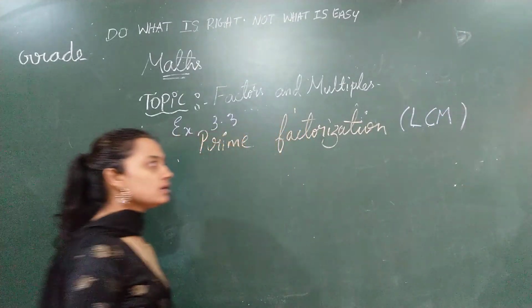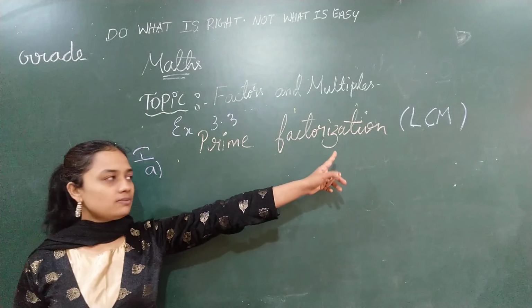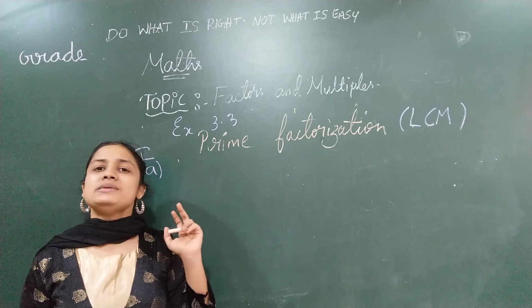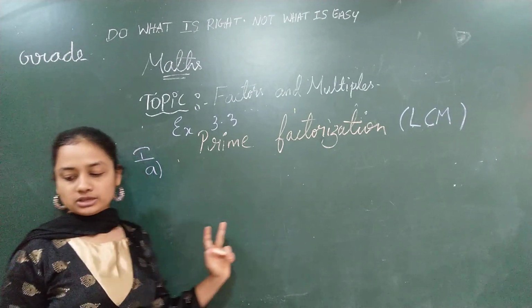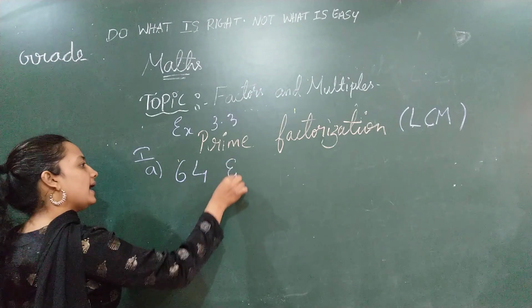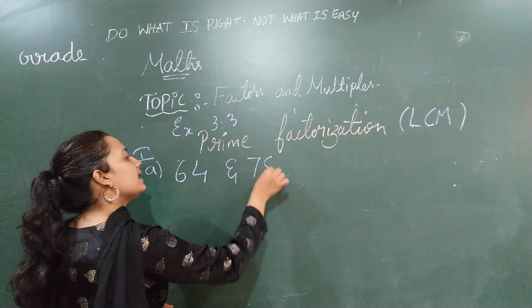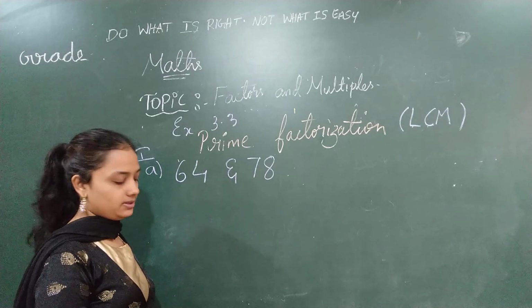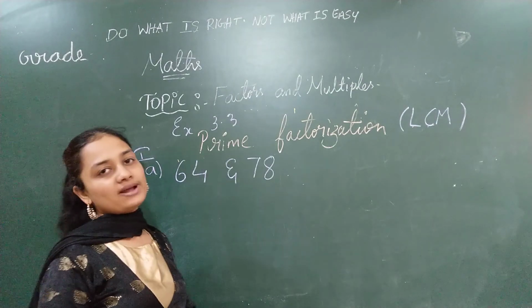So if I have to find the LCM, I should have numbers. Not one number, minimum two numbers. The first one you can see I have 64 and 78. I got two numbers here. So how to do prime factorization?